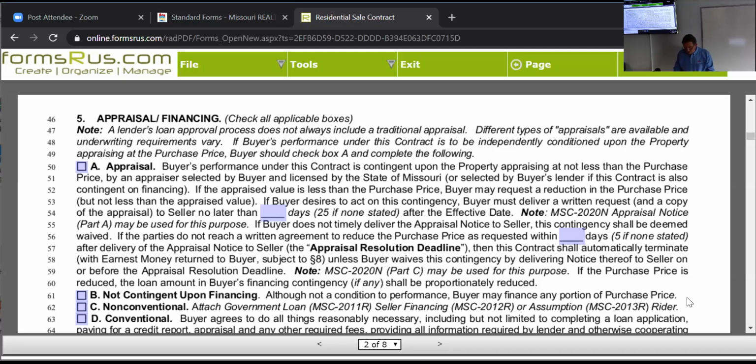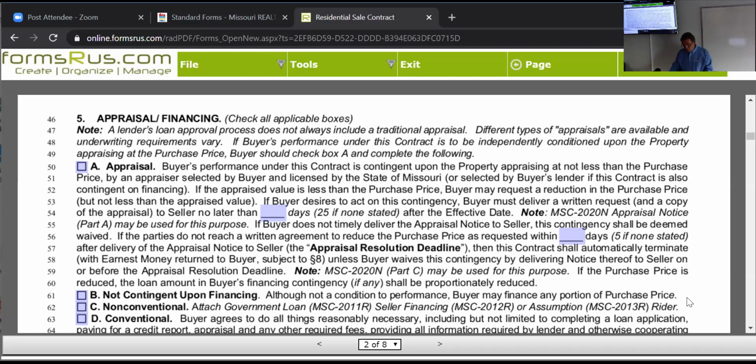On lines 61, 62, and 63, all regarding financing. If I personally buy a property and I'm going to rehab that property and try to sell it, I would probably mark box B, which says it's not contingent upon financing, but if I want to, I could get some financing. Or C, non-conventional, and these are all the government loans. This is as high as 50% of the transactions that we have around the market area, especially in the rural areas.